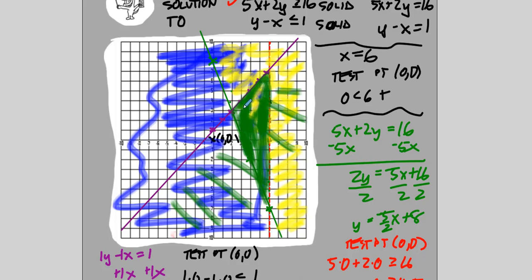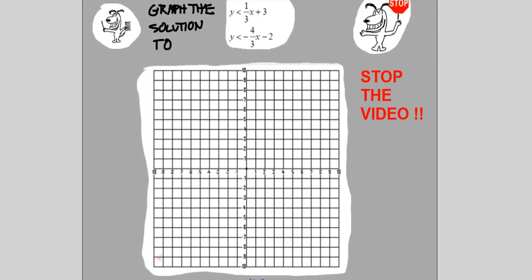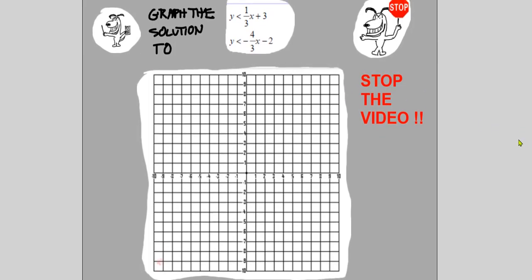That's your solution. So that is included in the solution because that's a solid line. That's included, but this is not included because that's a dashed line. So that's a problem where you have more than two inequalities. Alright, so once you stop the video and do this problem, you'll need graph paper, a pencil and a ruler to do it properly. I'll stop and then we'll go over this.